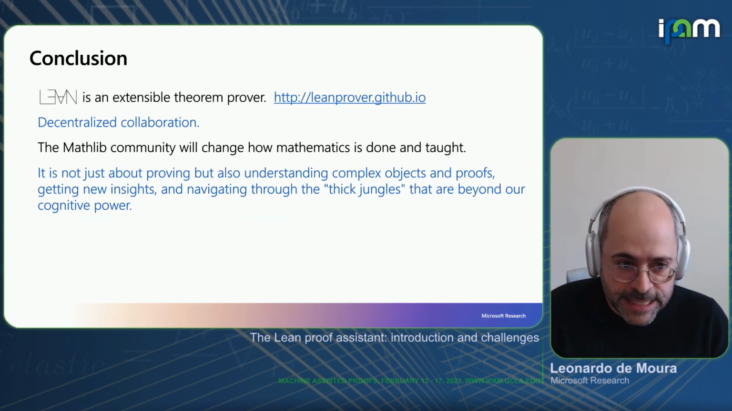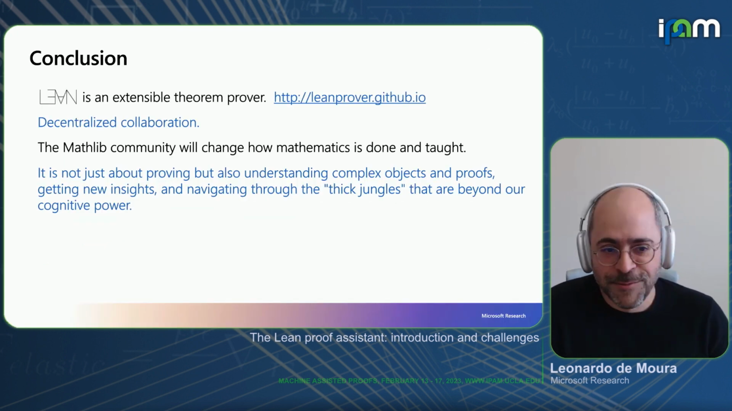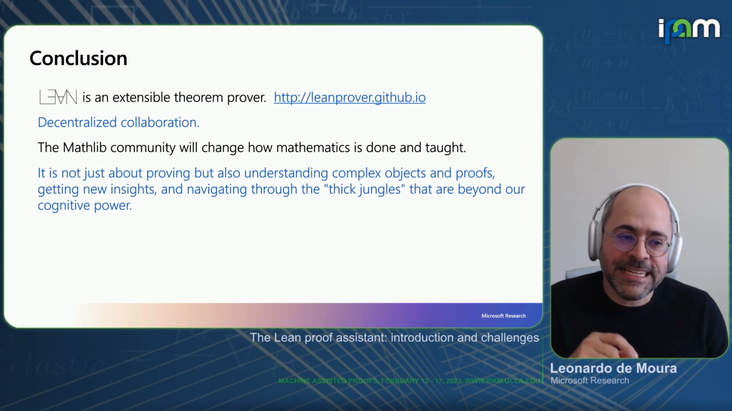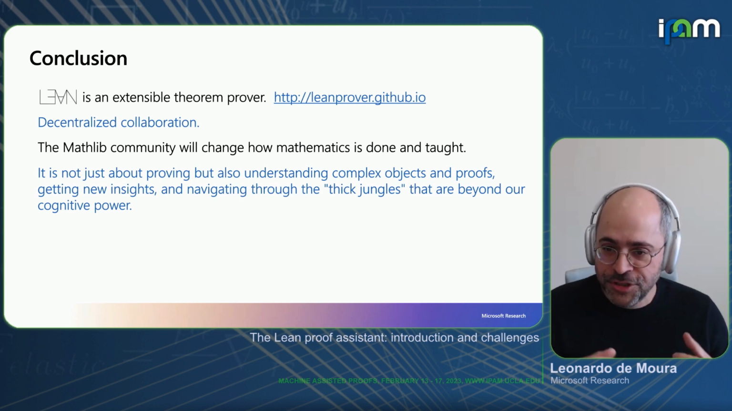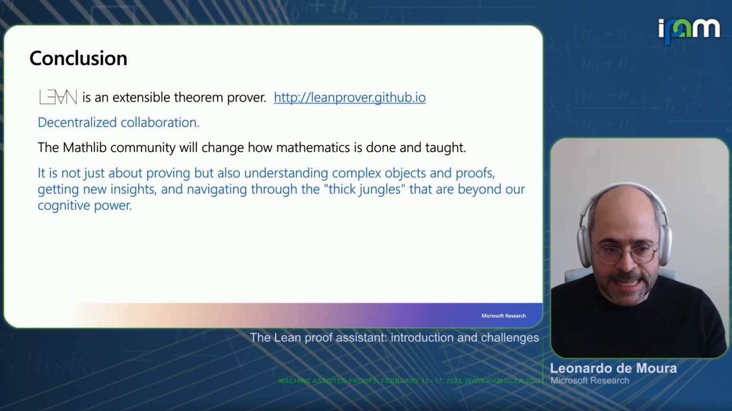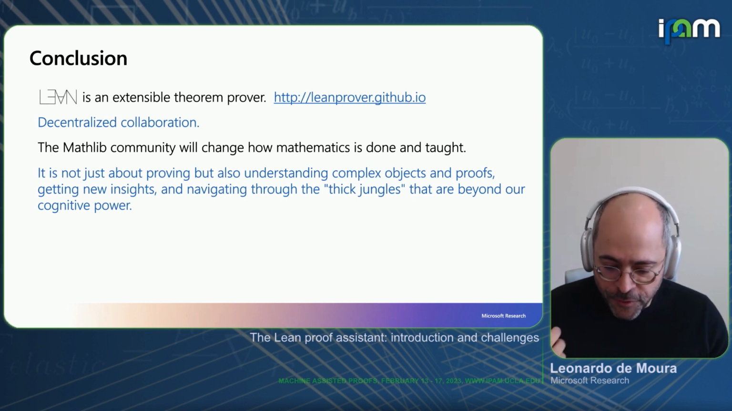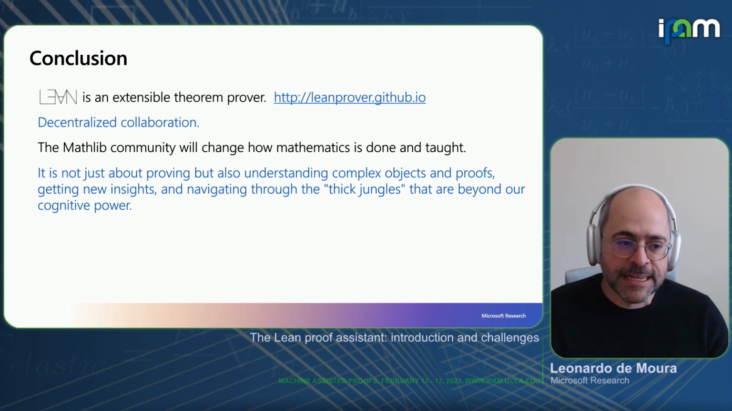Thank you very much for your attention. The main message I want to communicate today is that Lean is extensible and a prover. If you want to learn more about Lean, go to leanprover.github.io. It's easy to install. We support decentralized collaboration, right? I think it's an important idea that you can extend Lean using Lean itself and you have formal proofs, formal objects. I believe the Mathlib community will change how mathematics is done and taught, right?